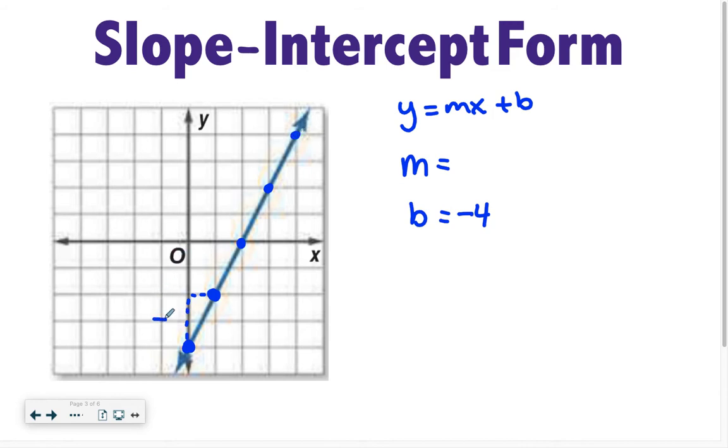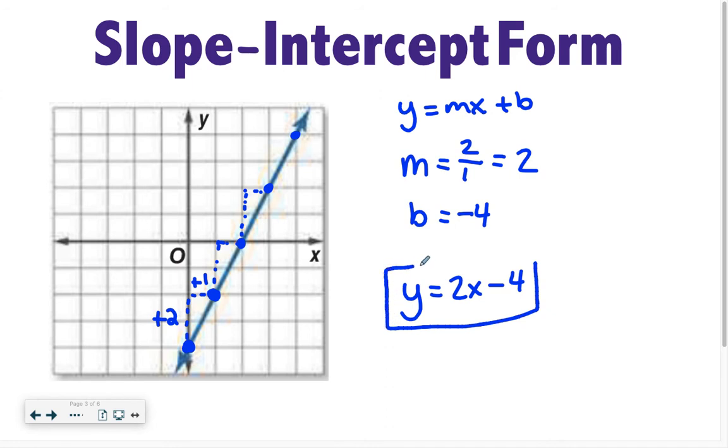And you can say, I'm going up 2, so that means plus 2, right? And I'm going right 1, so that's a positive 1. Again, I'm going up 2 over 1, up 2 over 1. So my slope is 2 over 1. They're both positive, so I can just put 2 over 1, or we usually write those numbers as just 2. We don't typically put things over 1. So my equation would be y equals 2x minus 4. So remember, since that was a -4, I put -4.